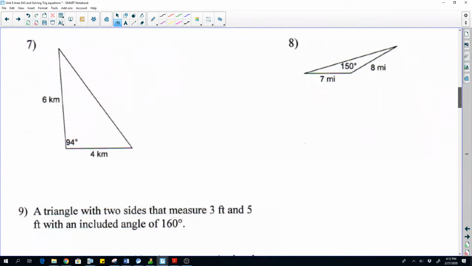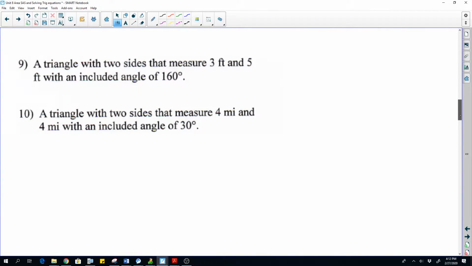So maybe we'll just jump to a word problem next. Make sure you're getting this. Number 10: a triangle with two sides that measure 4 and 4 with an included angle of 30 degrees. Interesting. So this is a 30, 60, 90. This one's just going to be 4 times 4, and don't forget your 1/2, and times sine of the angle. But really, this is a right triangle if that's 4 and 4? No, it's not. Wow, I almost think this doesn't exist.